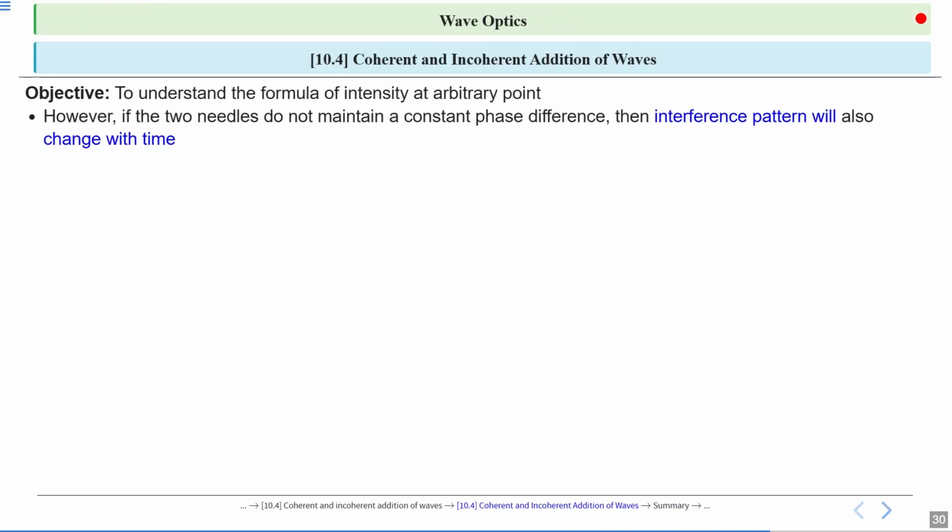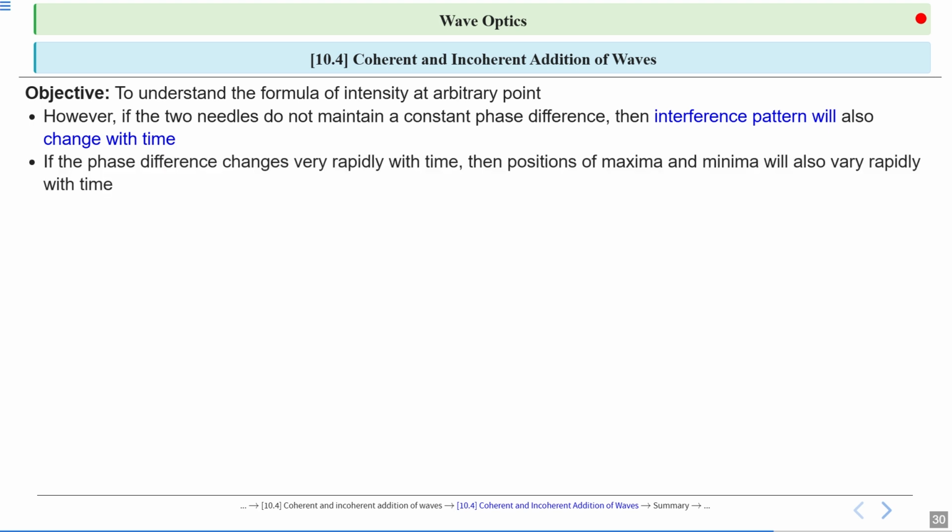So the positions of constructive interference, antinodes and nodes, will not change with time. The positions of constructive and destructive interference will not change with time. However, if the two needles do not maintain a constant phase difference, then the interference pattern will also change with time. If the phase difference between the oscillations of the two needles in the water is changing with time, the maxima and minima, the antinodes and nodes, will change their position with time.